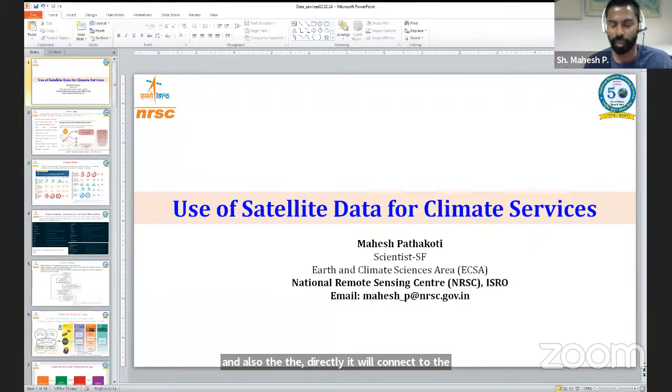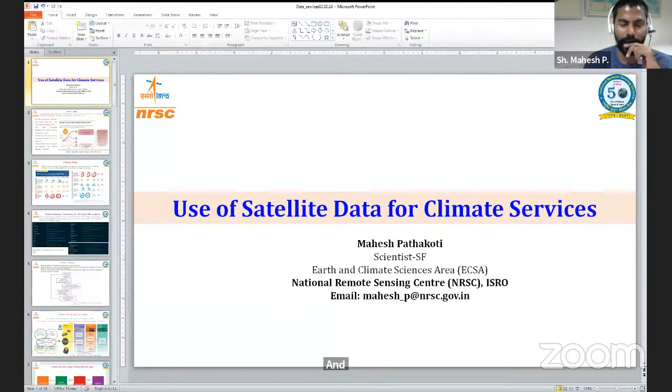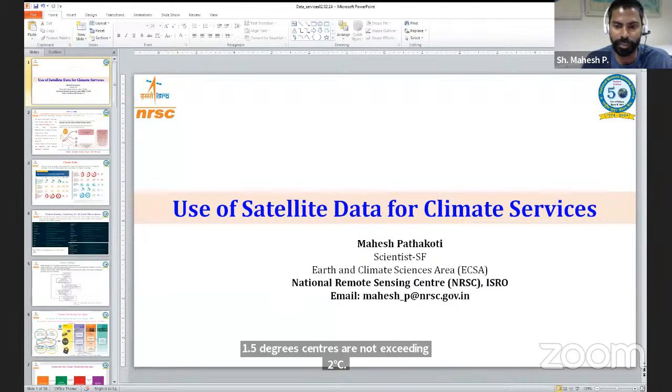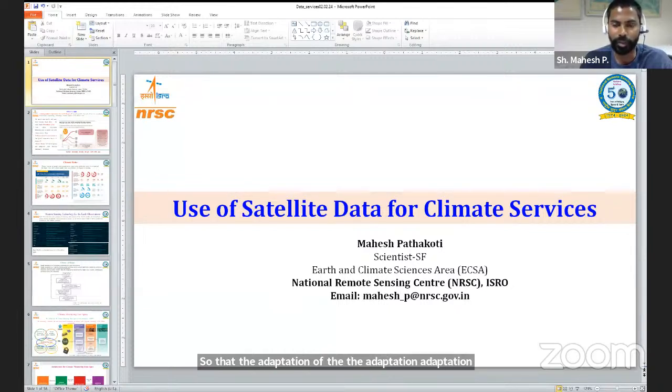So how satellites play a role in giving these climate services, we will try to see today. As IPCC summarized in AR6, the 2023 report, the target is to limit the temperature within 1.5 degrees Celsius and not exceed 2 degrees Celsius, so that the adaptation strategies will cost less compared to if the temperature increases beyond 2 degrees Celsius, when the adaptation will be more.